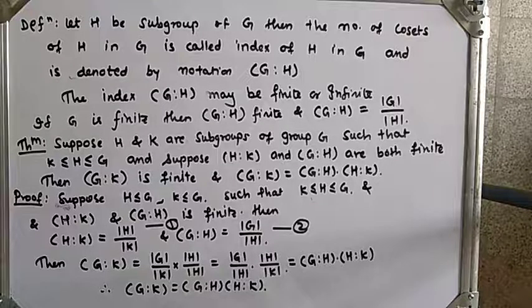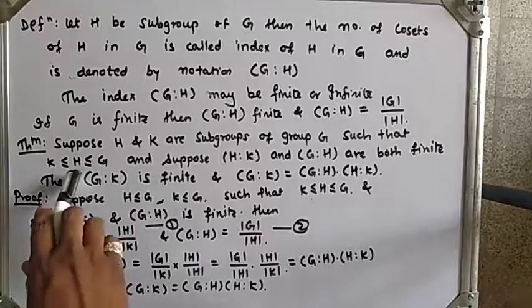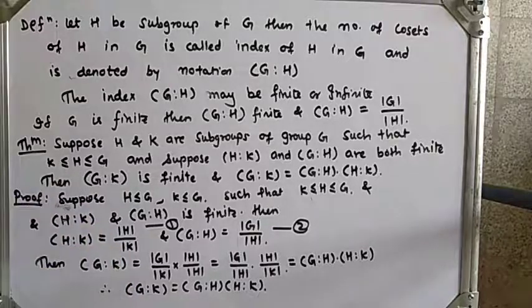So we have given H and K, where K is a subgroup of H, which is a subgroup of G, and the index of K in H and the index of H in G are both finite. Then the index of K in G is also finite, and finally we have proved that the index of K in G is the same as the index of H in G into the index of K in H. Hence the proof of the theorem. Now let's see the examples from the exercise.